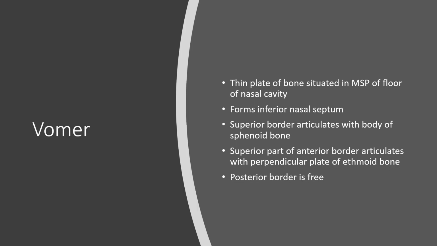The vomer is a thin plate of bone situated in the mid-sagittal plane that makes the floor of the nasal cavity, so slightly superior to the palatine bones and anterior to. It forms the inferior nasal septum, so it does articulate with and forms a suture with the ethmoid bone and the perpendicular plate of the ethmoid bone posteriorly. The superior border articulates with the body of the sphenoid bone. Superior part of the anterior bone articulates with the perpendicular plate. Posterior border is free. It just kind of floats.